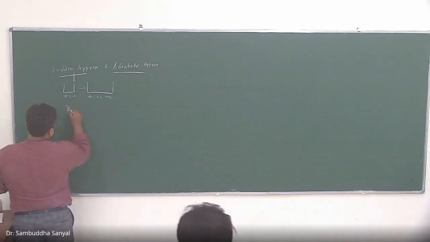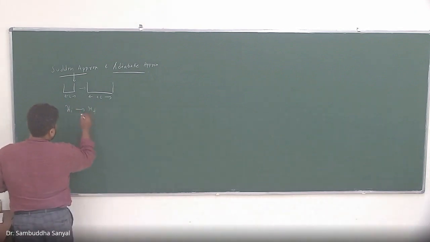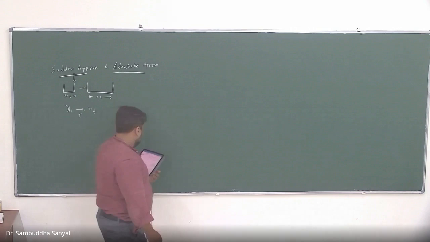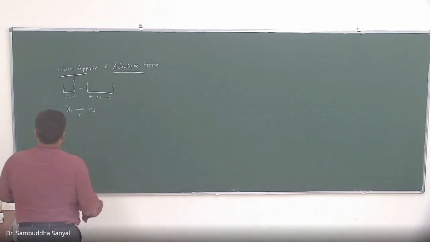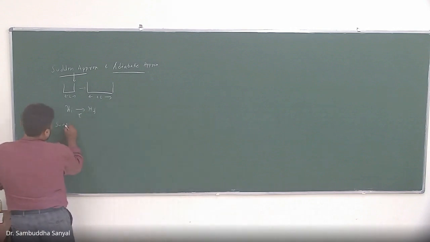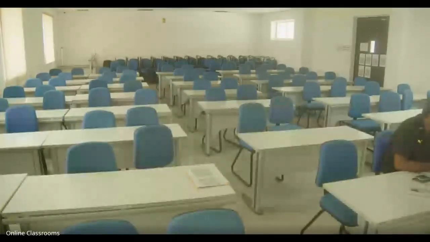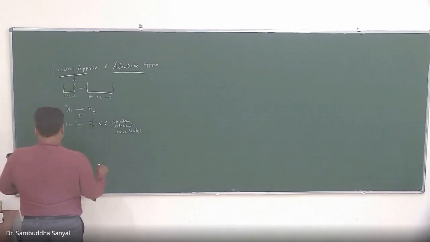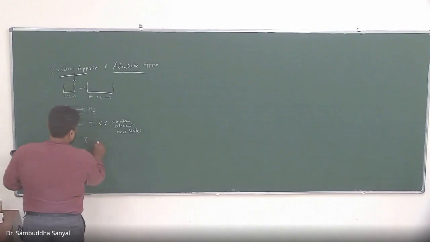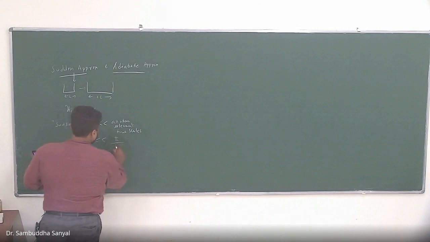Let me state the problem. I want to go from some Hi to Hf over some time tau. Now I call this sudden if something happened very quickly. So when tau is much smaller than all other relevant time scales, basically tau is much smaller than h bar by delta E.